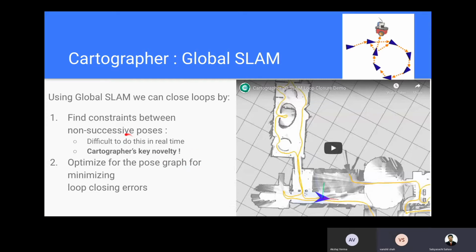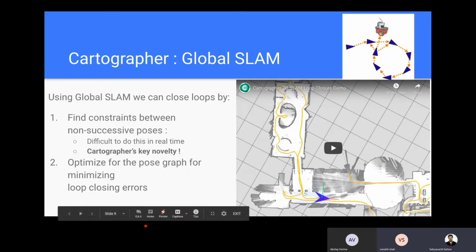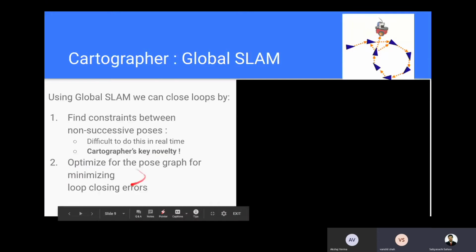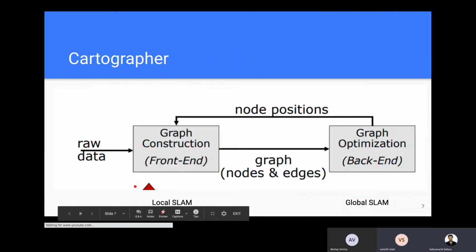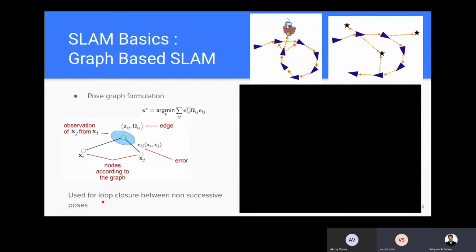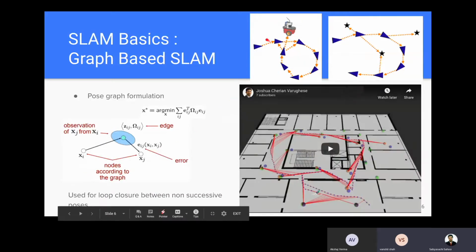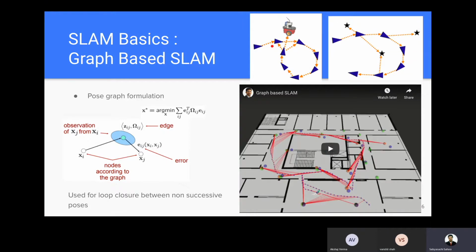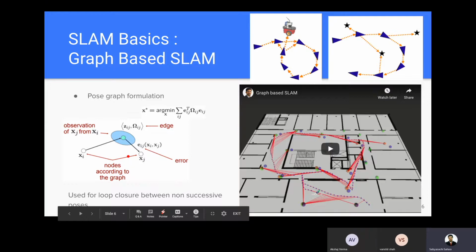And in global SLAM, you try to find the non-successive loop closing constraints, and your goal is to minimize loop closing errors. So one of the questions that was asked is, what does a loop closing error mean and how can it be visualized? There are a good number of resources that show how to calculate loop closing errors.